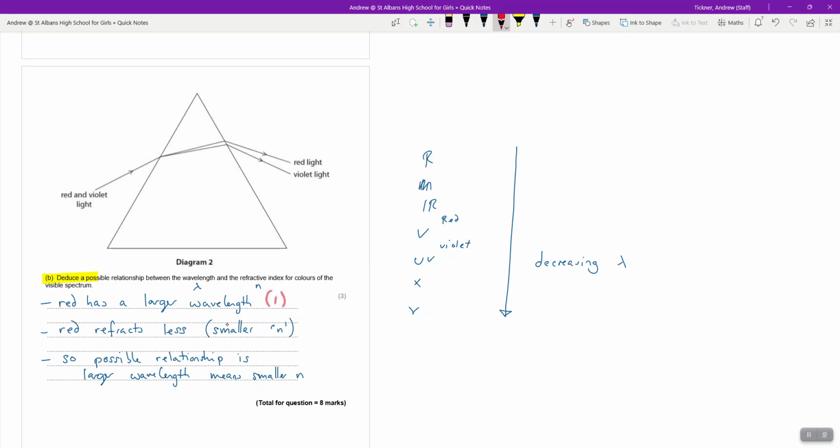1 mark is for recognizing that. 1 mark is for recognizing the diagram. We've got a small refraction, so we've got a small value then. And then another mark is for just linking the two ideas together.